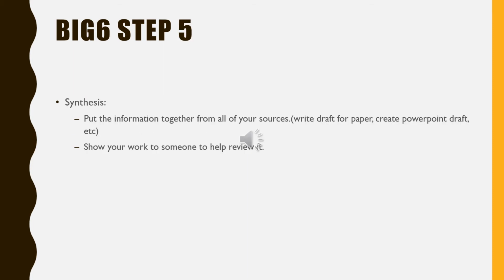Big 6, Step 5, Synthesis. Now is when you put all of the information together from all your sources. This is when you would write the draft for your paper or create your PowerPoint, etc., and put all of your stuff together. At this point in time, you might want to show somebody your work to help get it reviewed. You can ask a teacher or a friend, have somebody do the proofreading for you, and discover if you're missing any sort of materials. This might be a good time to go look at the rubric and make sure that you've touched up on every step that your teacher has asked you for.